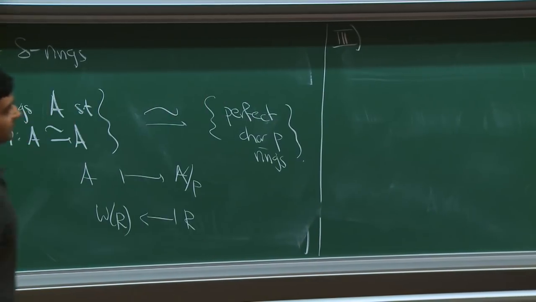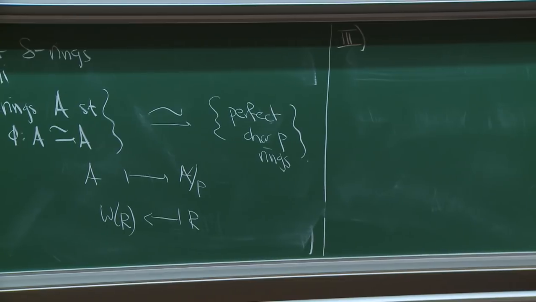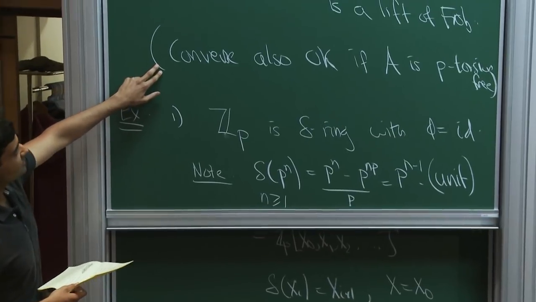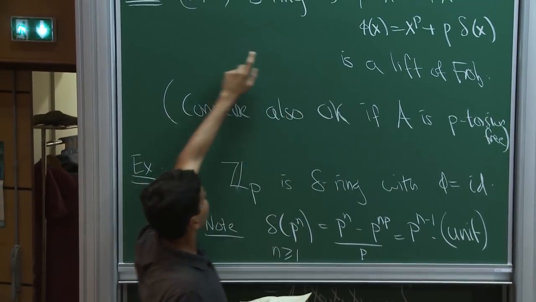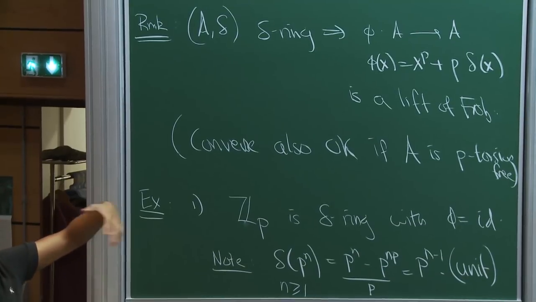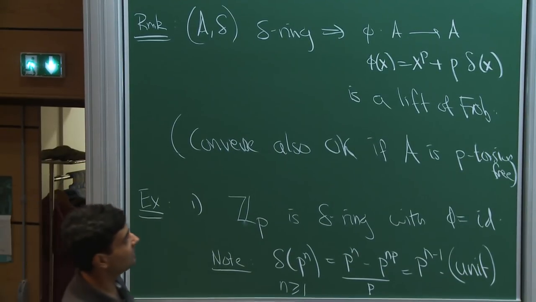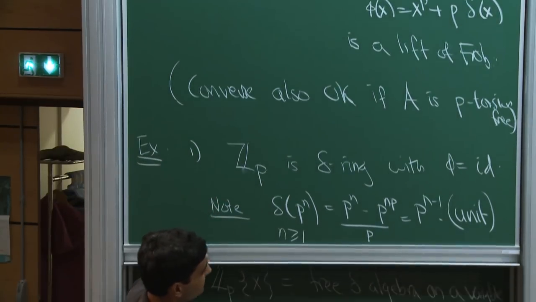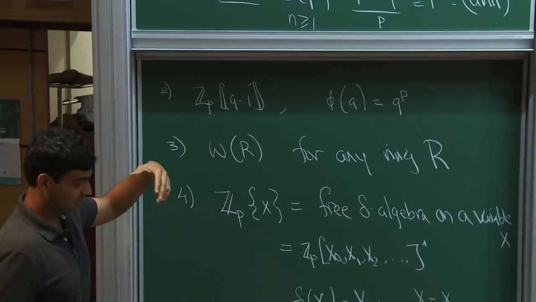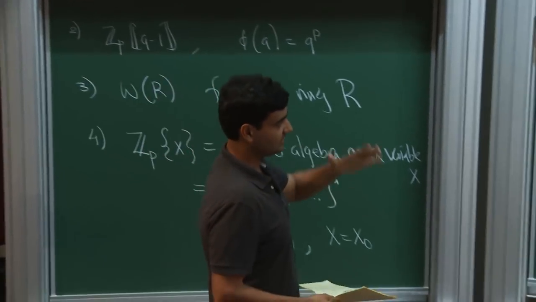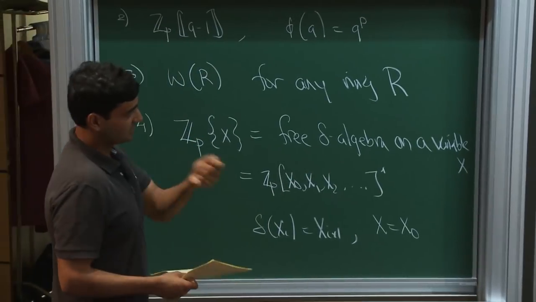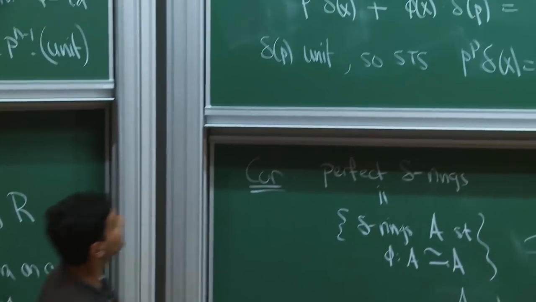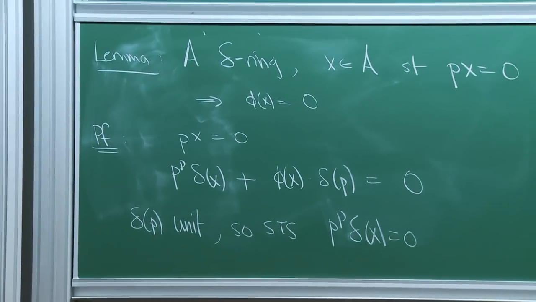And I guess I should have said one more thing, which is there is a different way. I said that the converse is OK over here if A is P torsion free, namely that a Frobenius lift gives you a delta structure. If you interpret everything in the derived sense, that's always true. So a delta structure is the same thing as a derived Frobenius lift for A, meaning a map from A to A, which agrees with the Frobenius on the derived reduction of A mod P. In particular, if you think about what that means for pi 1 of A mod P, you get another proof of this lemma. So there's various ways to do this.